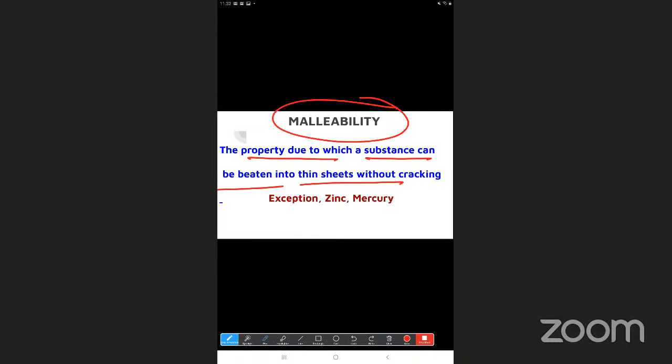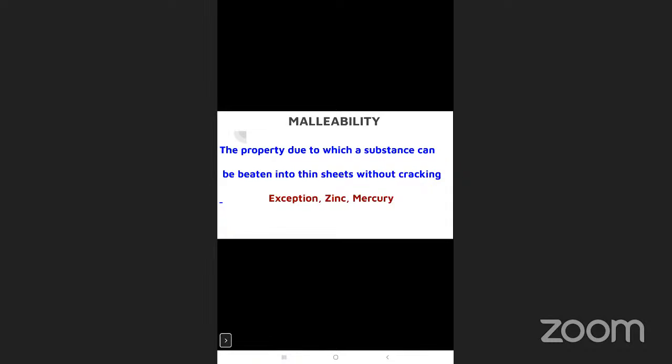For metals, the only exceptional cases are zinc and mercury. We cannot beat these into thin sheets in the manner we want. But all the remaining metals have the malleability property. Non-metals do not have the malleability property because we cannot shape them into different shapes. When we start shaping them, we can see that they break.